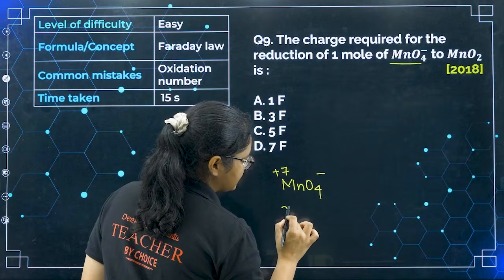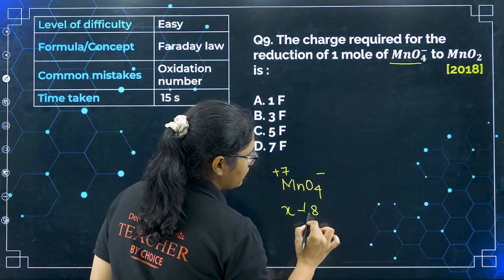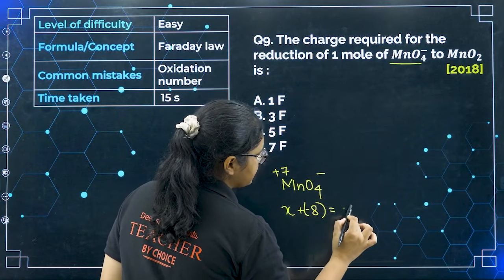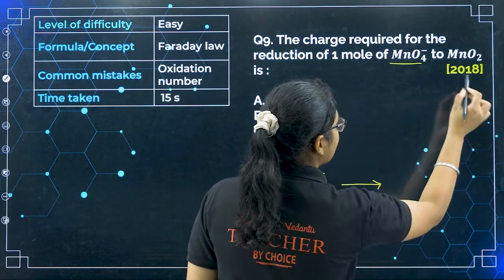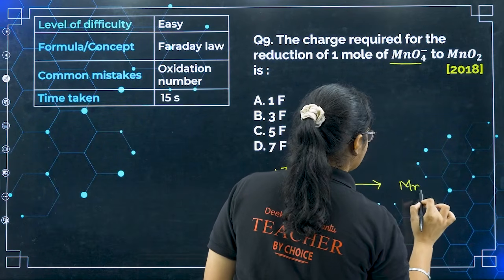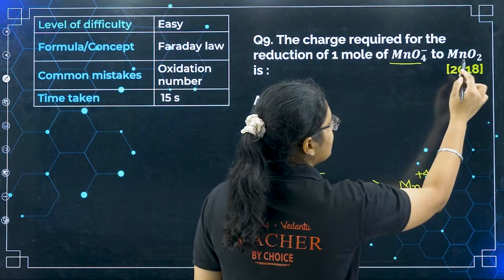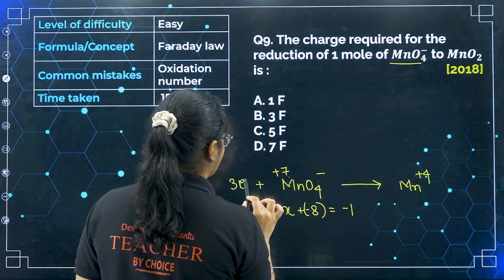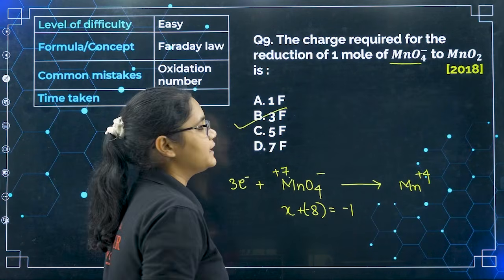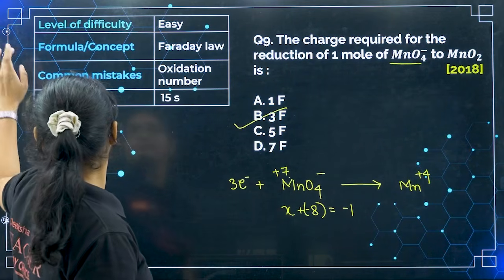Okay, you can just take this as x. This is 4 into 2 minus 8 is equal to -1. That gives me +7. And I have here MnO2, which is in +4 state, right? So +7 to +3, it is 3 Faraday, or 3 electrons are required, or 3 Faraday. That is option number B here.